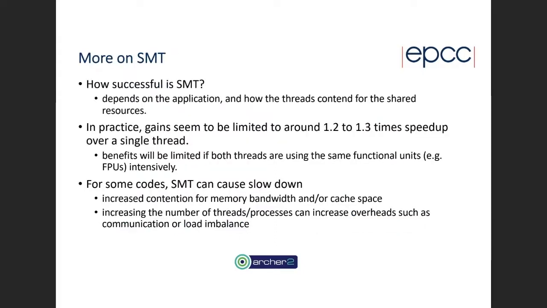In practice, everything's not so rosy as that. How successful is it? Well, it depends on the application and how the threads contend for the shared resources. If you have 2 or more hardware threads, the best you ever seem to get is about a 1.2 or 1.3 times speedup over a single thread. The benefits will be limited if both threads are using the same functional units intensively. If I have 2 threads which are both saturating the floating point unit, for example doing dense matrix multiplies, then you're not going to get any benefit, because that hardware resource is already saturated by a single thread, and there aren't any free floating point instructions. The fact that there may be other blank instruction slots doesn't help, because the floating point instructions are the critical resource.